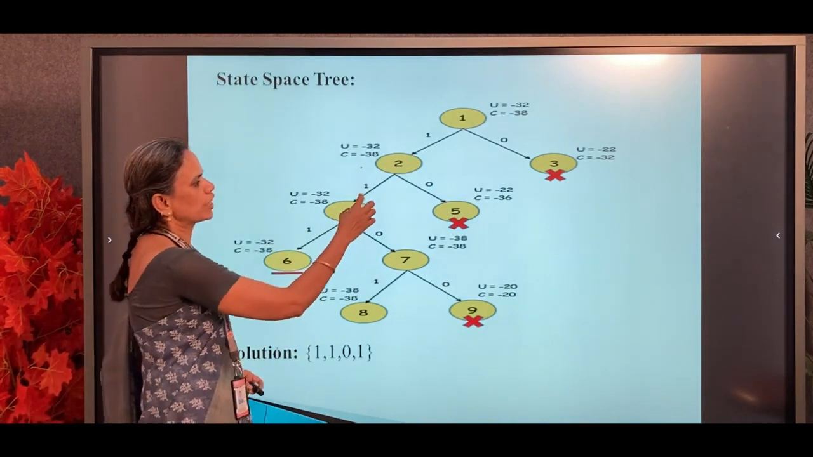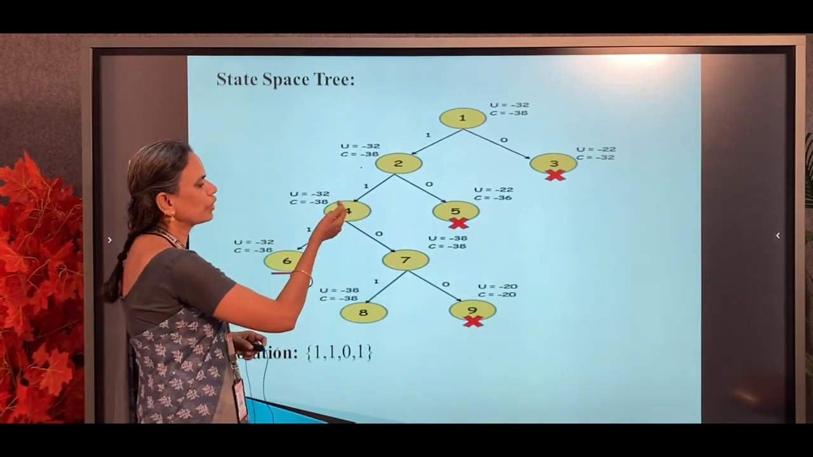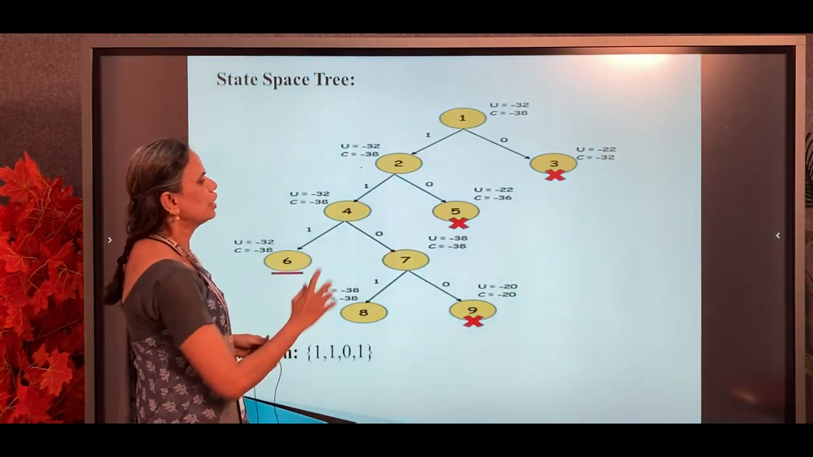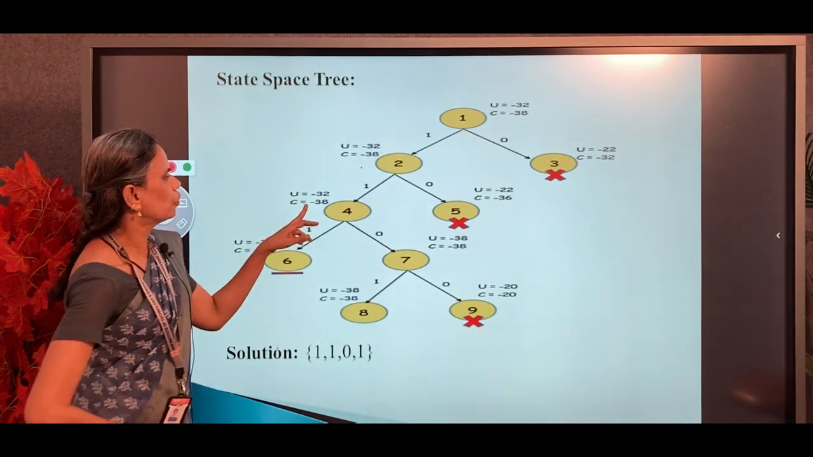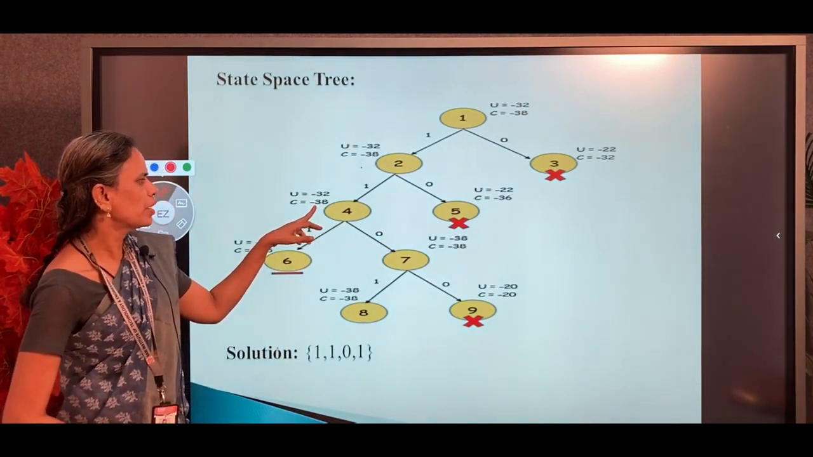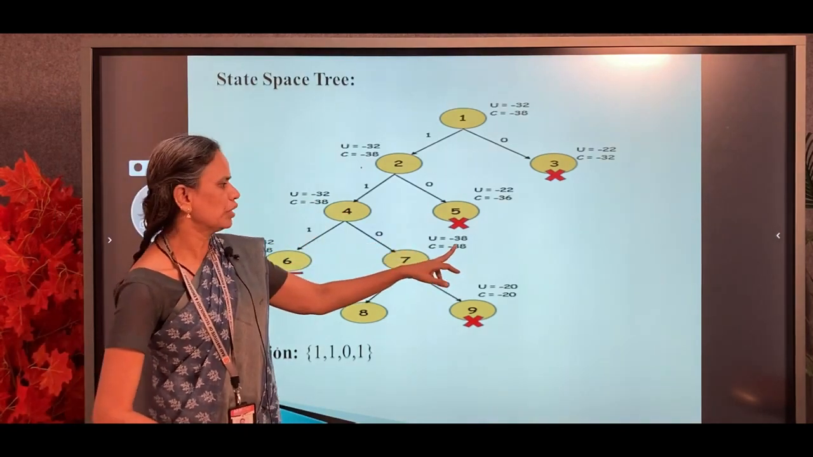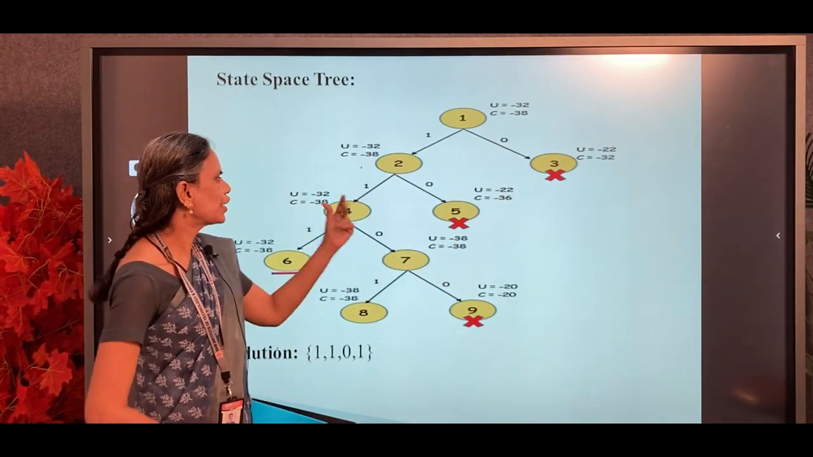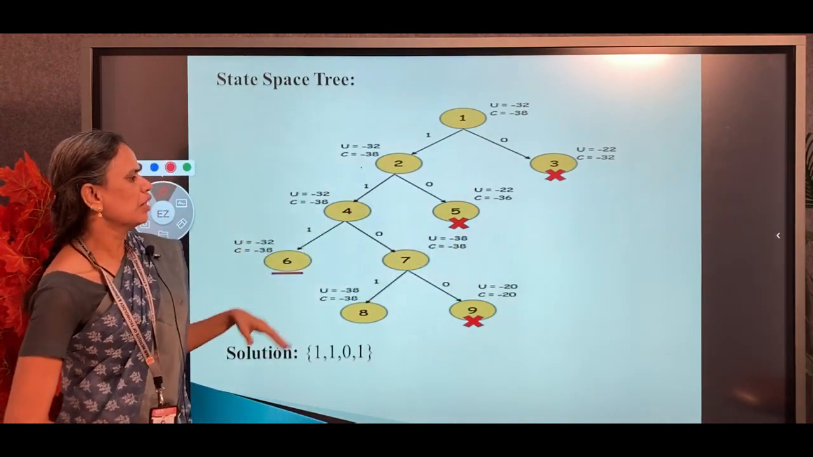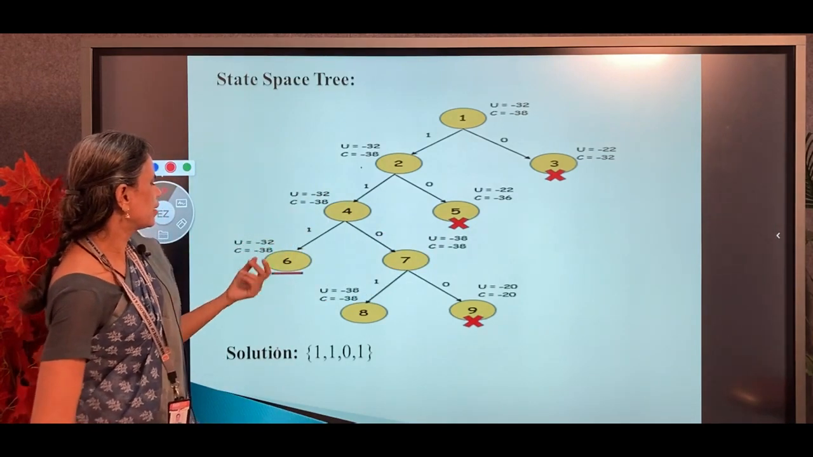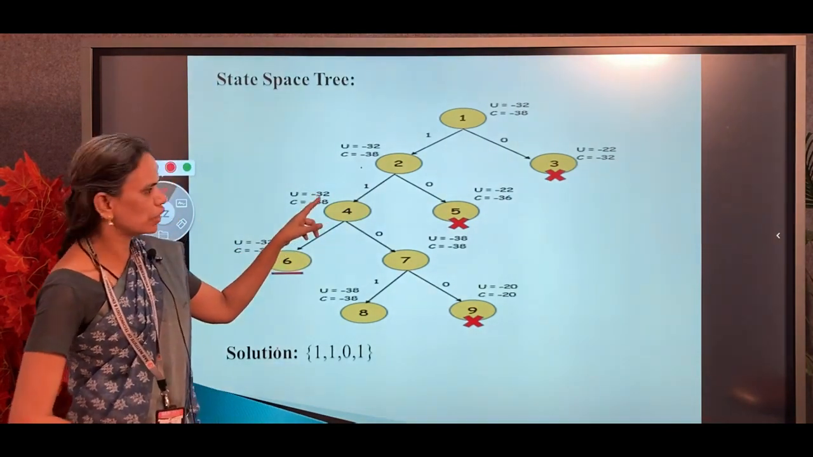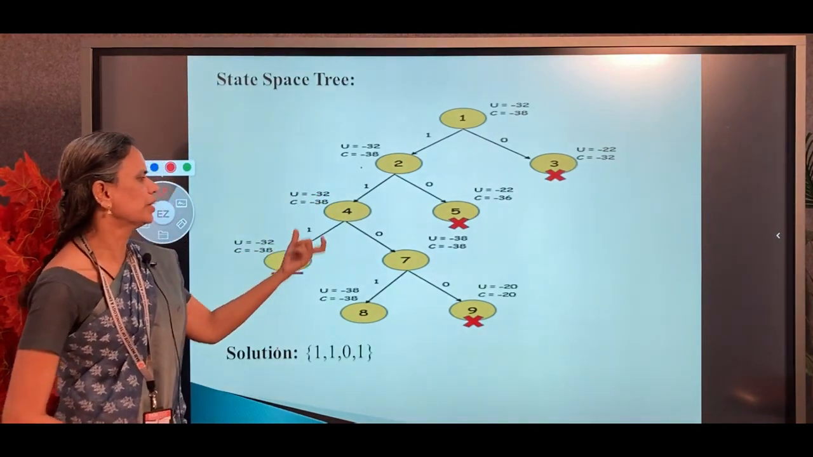That is, node 2 will be explored next or expanded next, and find out the upper bound and lower bound for each and every node, node 4 and node 5. Among node 4 and 5, the lower bound value for node 4 will be minus 38, and the lower bound value for node 5 will be minus 38. If both nodes consist of the same value, we have to consider the upper bound values. So the upper bound values will be minus 32 and minus 22. So this one having the lowest value. So next node to be expanded will be node 4.